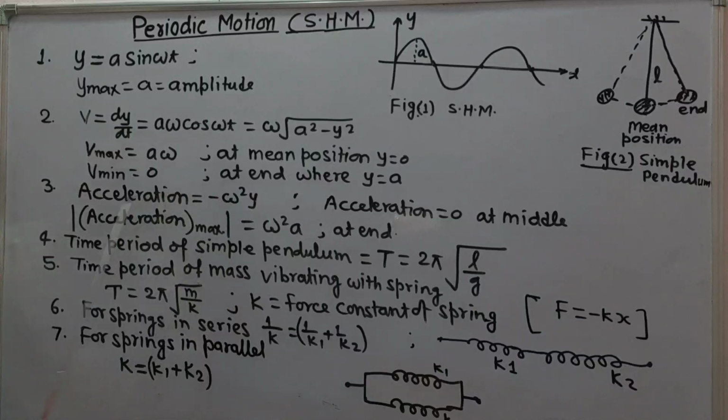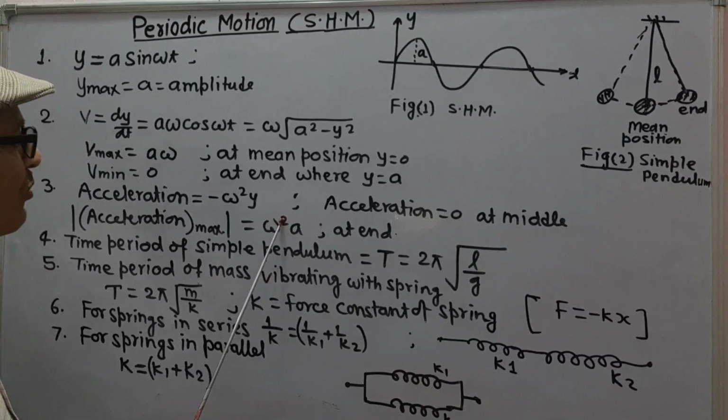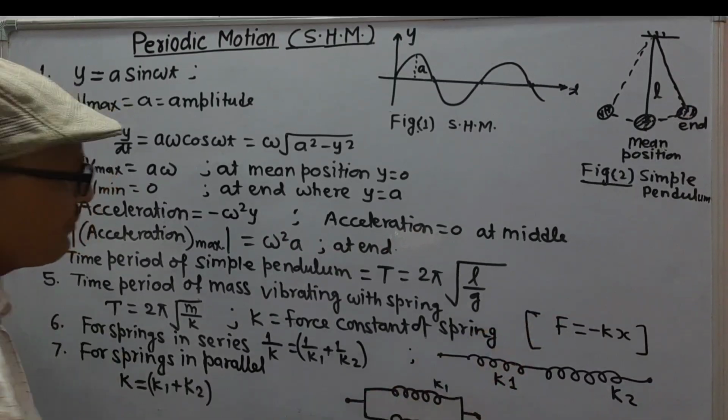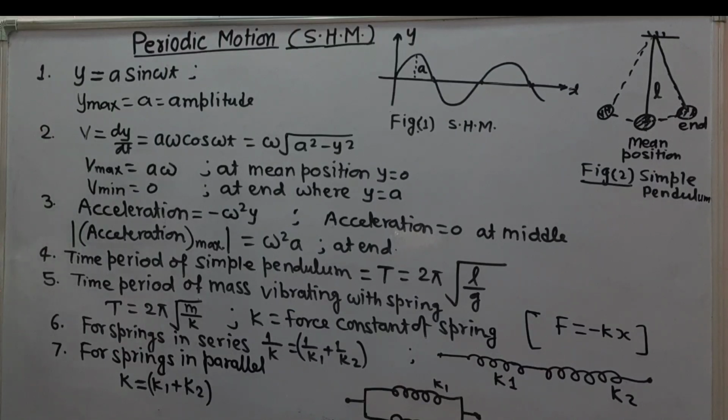So the magnitude of maximum acceleration will be equal to omega square into a, which is at the end position. Here the negative sign represents the nature of simple harmonic motion, which says that the acceleration is always directly proportional to the displacement from mean position and is directed opposite to the direction of displacement.